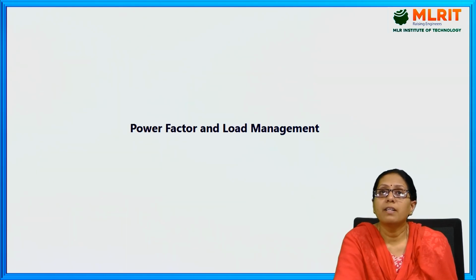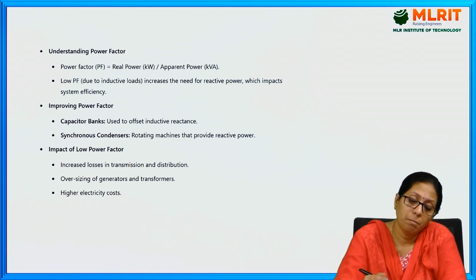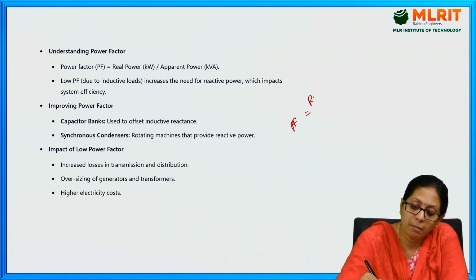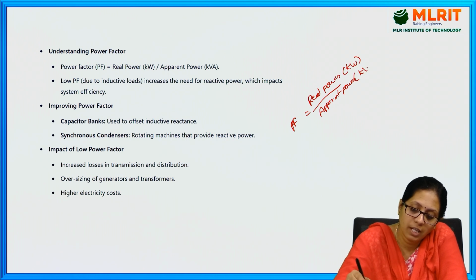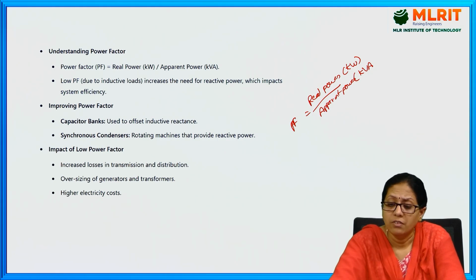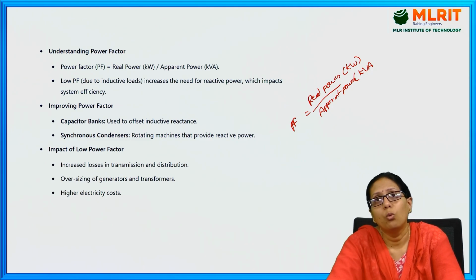Next one is power factor as well as load management. Understanding the power factor, PF. Power factor PF is nothing but the ratio of real power to the apparent power. Real power is measured in kilowatts, and apparent power is measured in kVA. So you will have active power, reactive power, real power, apparent power. Real power you measure in kilowatts and apparent power in kilovolt ampere.